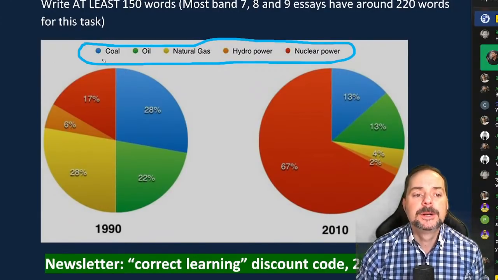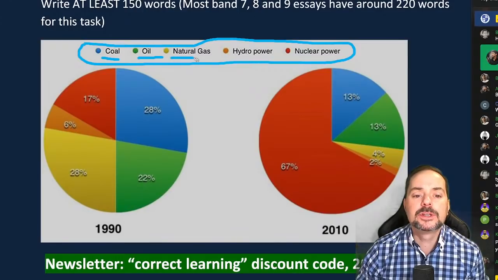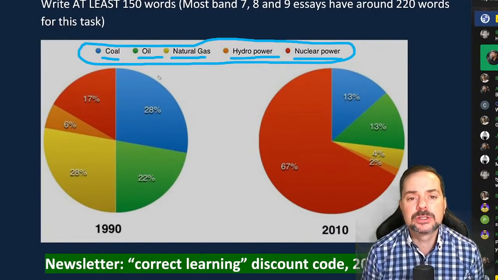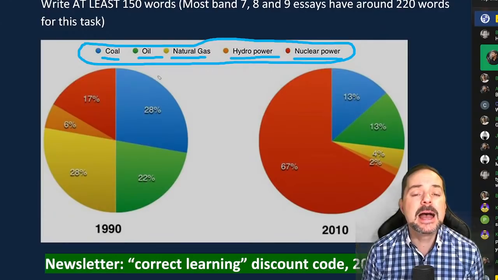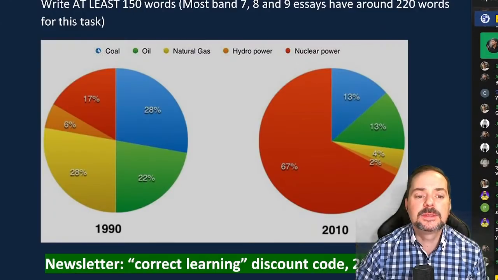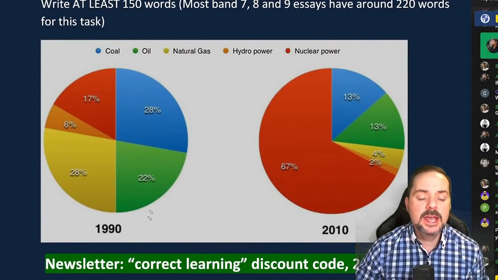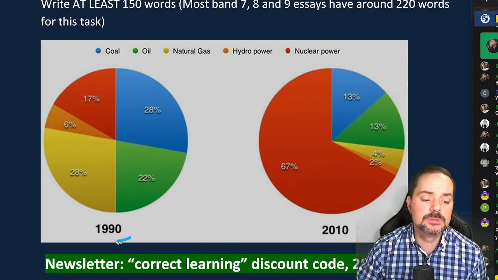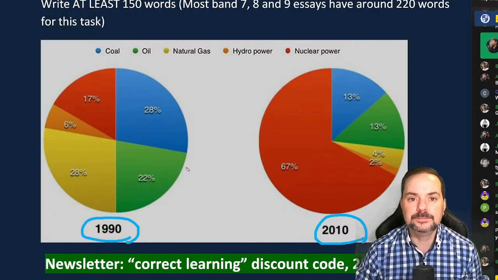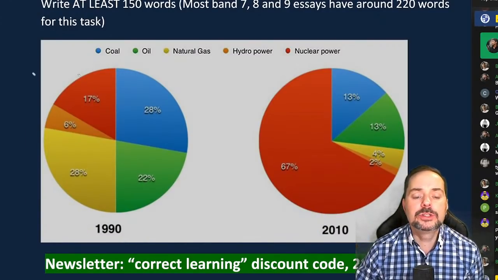fuel sources. There's coal, there's oil, natural gas, hydropower, and there's nuclear power, okay? And this is referred to as the legend. So when you see this on a map or on a graph, this is referred to as your legend, okay? And we can see that there are 1, 2, 3, 4, 5 different fuel sources. And then last but not least, we observe the years. So we have 1990 and we have 2010, okay? All right, so we're good to go.